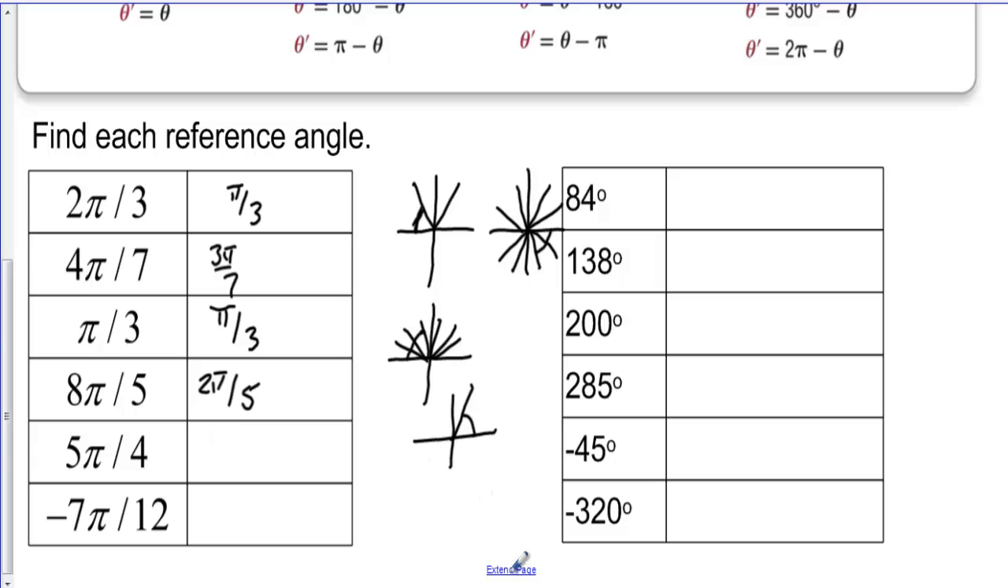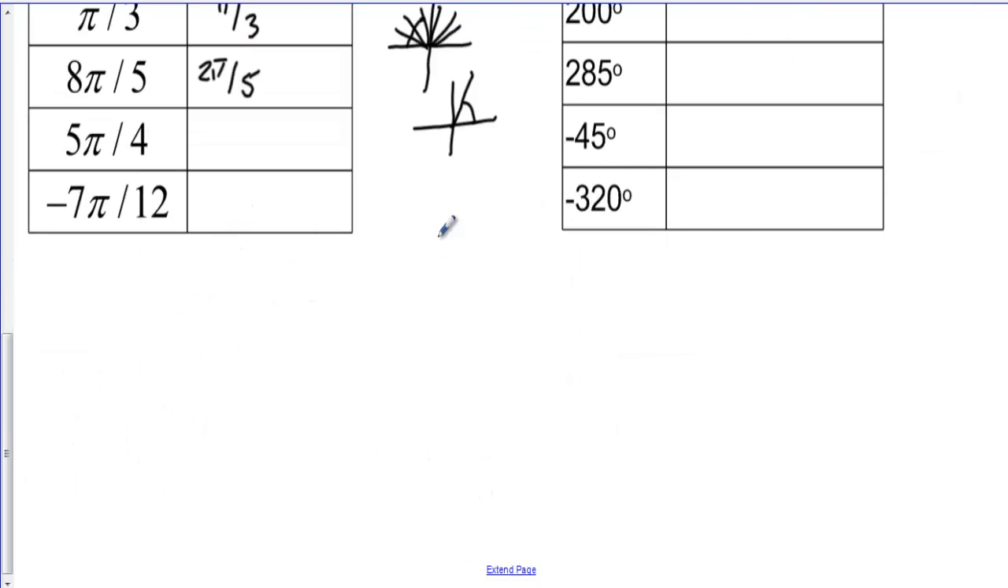I need 5 pi over 4. Let's get a little room here. 5 pi over 4. So we have 1, 2, 3, 4, 5. That is actually 1/4, 1 pi over 4, from the nearest x-axis. So its reference angle is pi over 4.